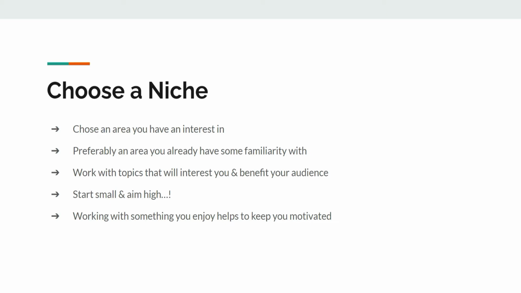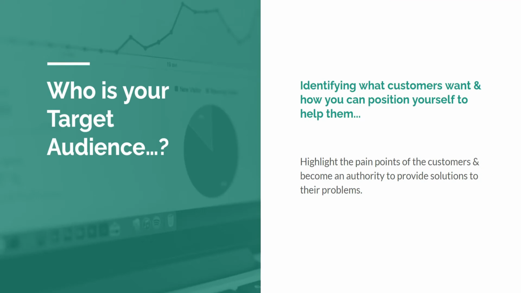So once you have all these ideas built up, again, working with something in an area that you enjoy does help to keep you motivated, because if you are motivated and you're creating the best type of content, your audience will greatly benefit from that further down the line. So the next thing you need to identify is who is your target audience, and identifying what customers want and how you can position yourself to help them will go a long way for you to actually build a sustainable business online.